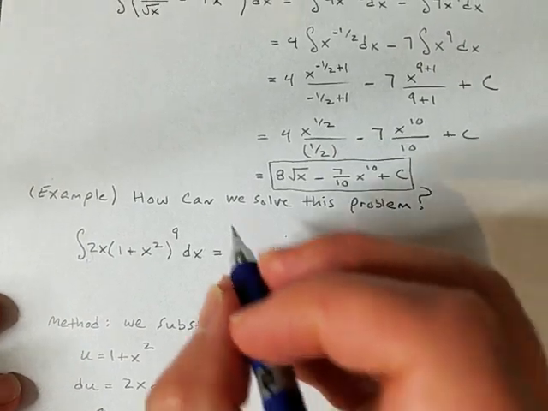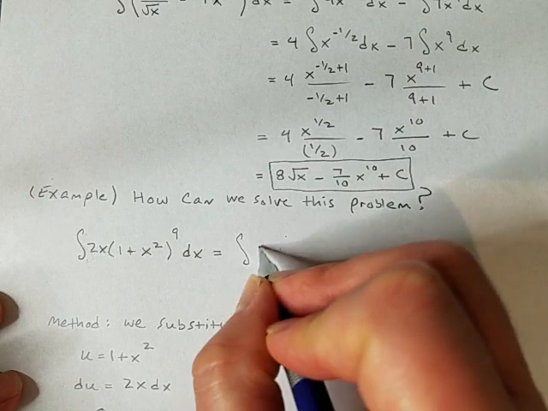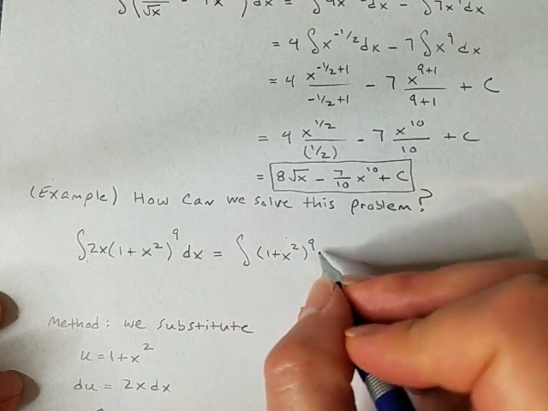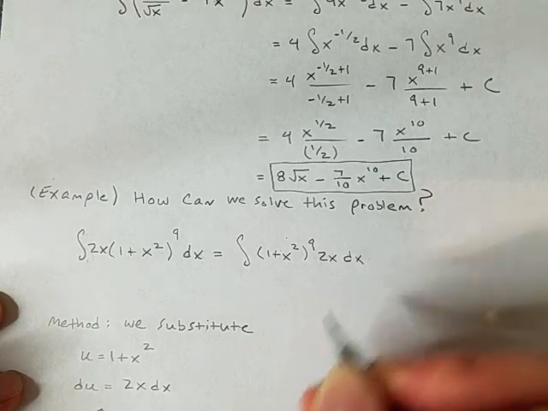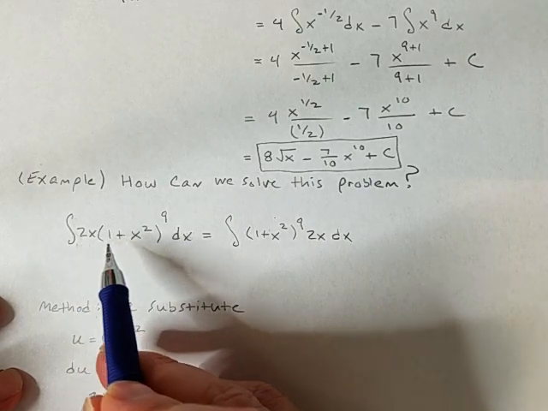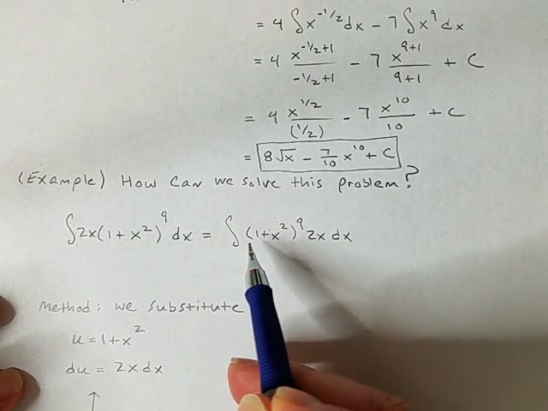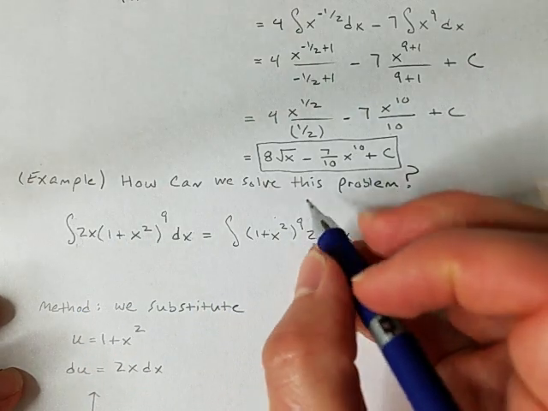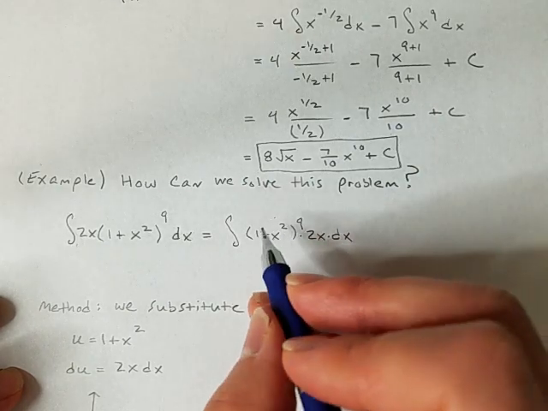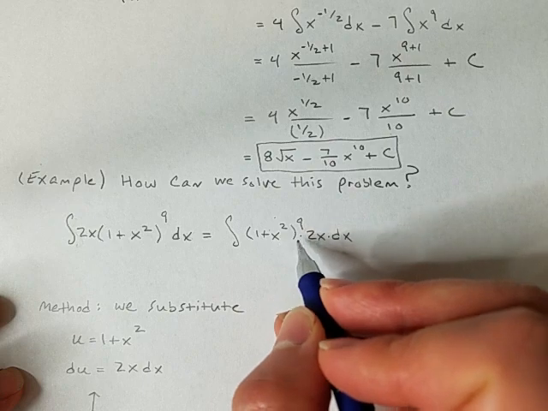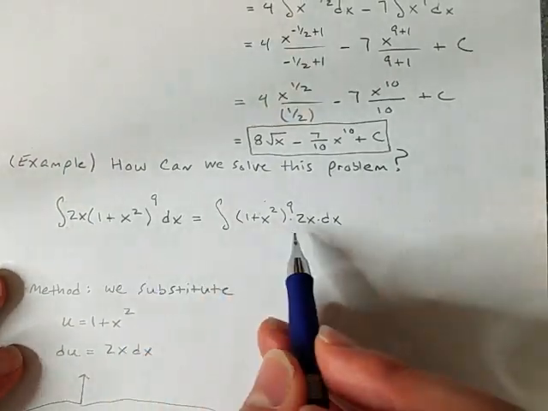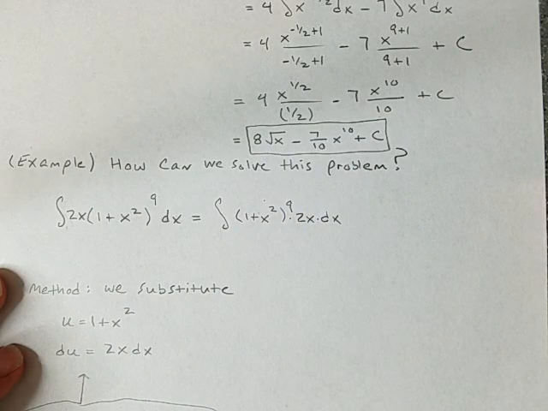Now first, just to make this as obvious as possible, I'll do a little bit of rearranging. Can I rearrange like this? Yeah. These are all just multiplied together, so it doesn't matter the order you multiply things. The way we understand this is it's all multiplication: 1 plus x squared to the 9th power times 2x times dx. Okay? All right, so I can rearrange it as I see fit because it's just multiplication.